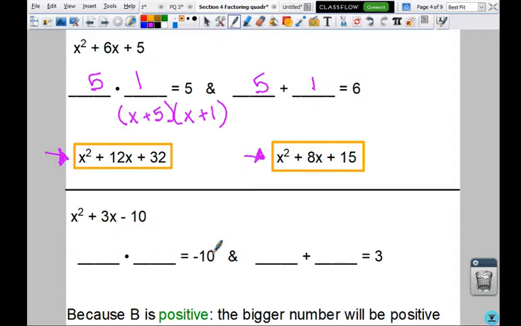What times what equals the first number and adds up to the one on the end? What times what is 32 and adds up to 12? So then we gotta do x plus 8, x plus 4.